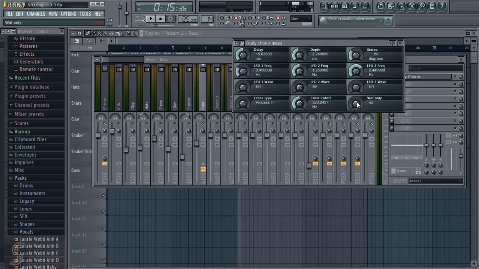Now we can see this wet only effect. So dry and wet are two terms that are often associated with effects. Dry means the original signal without any effect on it, and wet means the affected signal. So when we have a dry-wet balance, if something is 100% dry or 0% wet, it means we're only hearing the original signal, whereas if something is 100% wet and 0% dry, it means we're only hearing the fully affected signal. And then anywhere in between is a balance of the two. So if it was 50-50, we'd hear 50% of the dry signal and 50% of the wet signal.